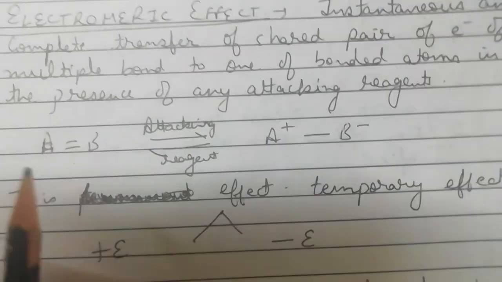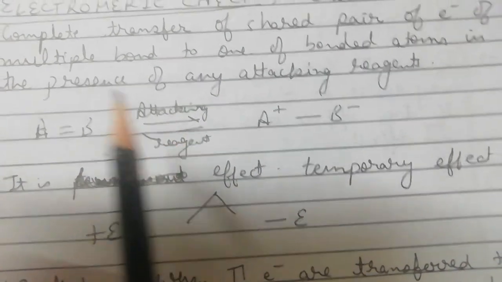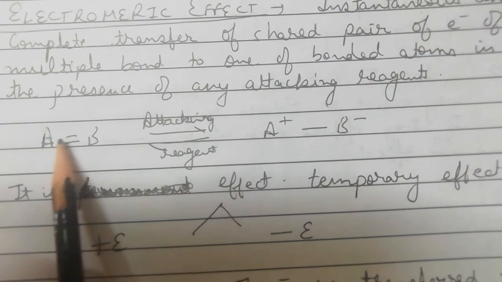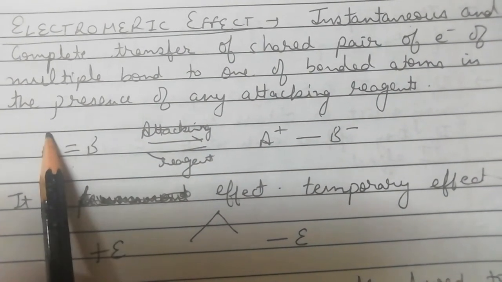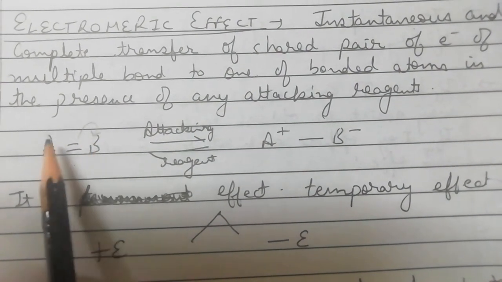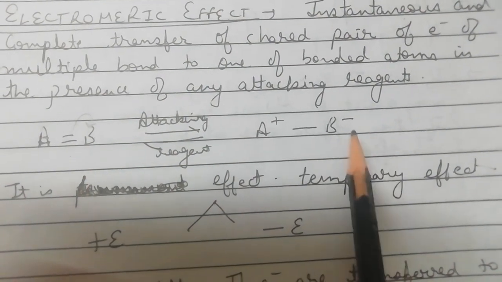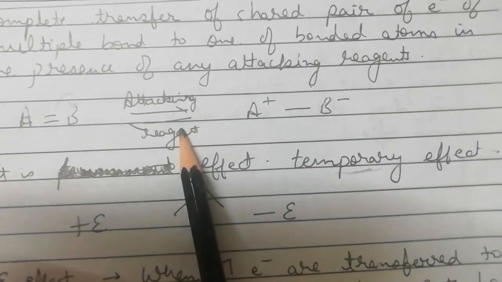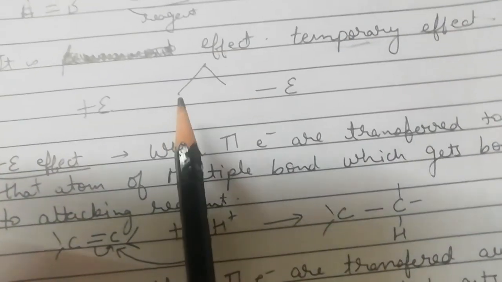For example, if we take this system A double bond B in the presence of any attacking reagent, then electrons of this shared pair of the double bond will get transferred either to this atom or to that atom. So let us suppose they are transferred to this atom. A loses the electron, so it will get positive charge. B is gaining the electron, so it will get the negative charge. Also, it is a temporary effect. As soon as the attacking reagent is removed, the system will return back to its original position.